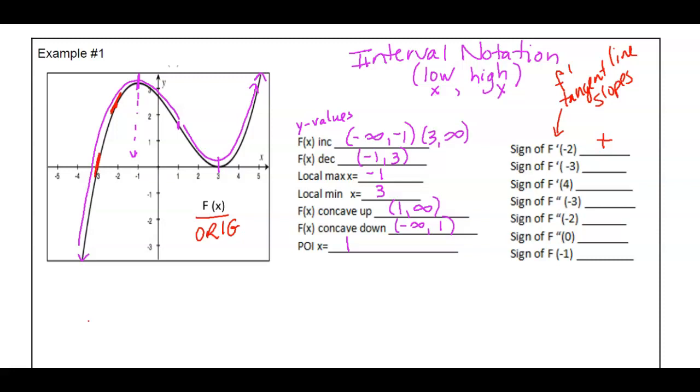They're trying to trick you to say 0, but we know we're looking for the slope, so we're going to say it's also positive. At 4, here's 4. So that tangent line is also positive. And -3. Oh, so now we're at the second derivative. See? Okay. So second derivative is concavity.